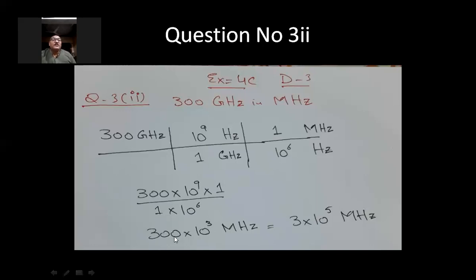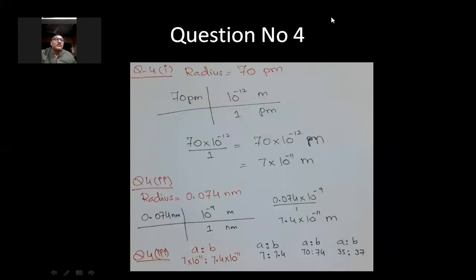So move this decimal 1, 2 steps to the left. So the power will add up. The 10 raised to power 3 plus 2 will become 10 raised to power 5. So 3 into 10 raised to power 5 megahertz. That will be the answer. This was question number 3, sorry, question number 3.